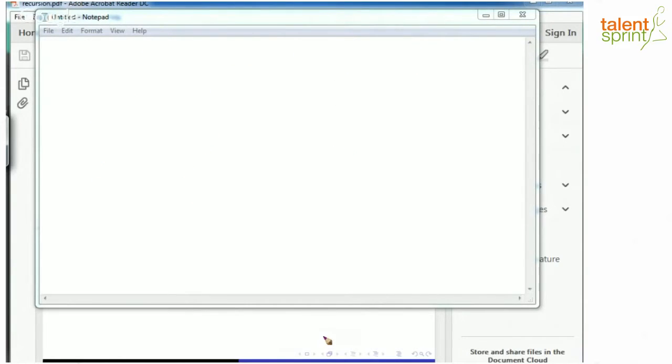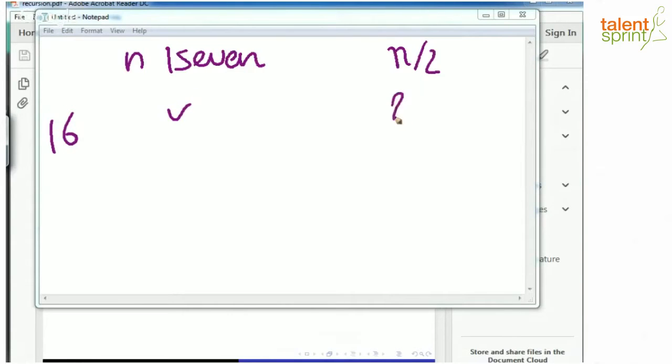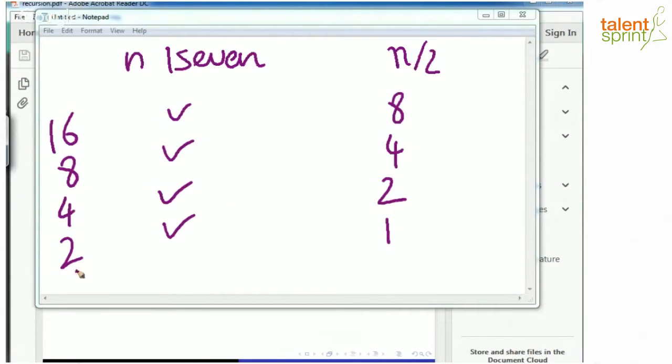Let's see how it works for an actual power of 2. Let's choose 16. Is 16 a power of 2? Let's rewrite. If it is even and n by 2 is also a power of 2. So for 16, n is even, so n by 2 is 8. We try. Is 8 even? Yes, it is even. n by 2 is 4. 4, it's even. Yes, it is even. So n by 2, is it a power of 2? 2, okay, 1. 1 is not even. Oh, what do we do?